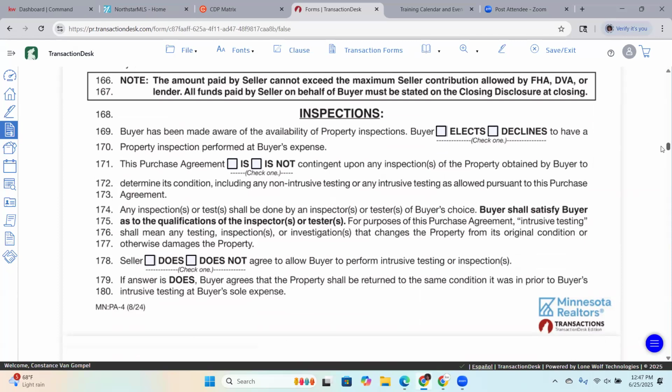Best practice for a buyer, get an inspection. Check that it elects to get the inspection done on the property. And if they get an inspection done on the property, then the agreement is contingent. Once again, if the inspection comes back and the buyer doesn't like something on the inspection report, maybe it's a major fix, something they don't want to deal with, whatever it is, they can cancel the purchase agreement.